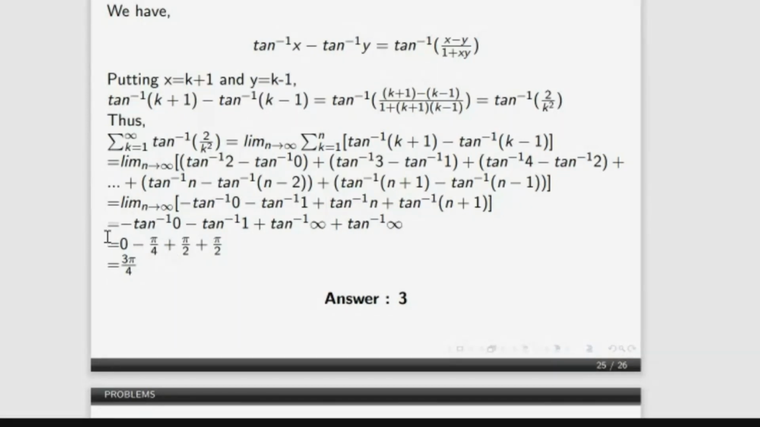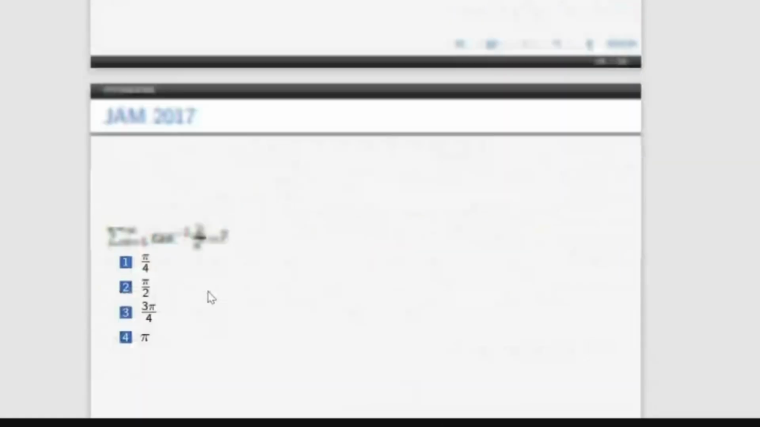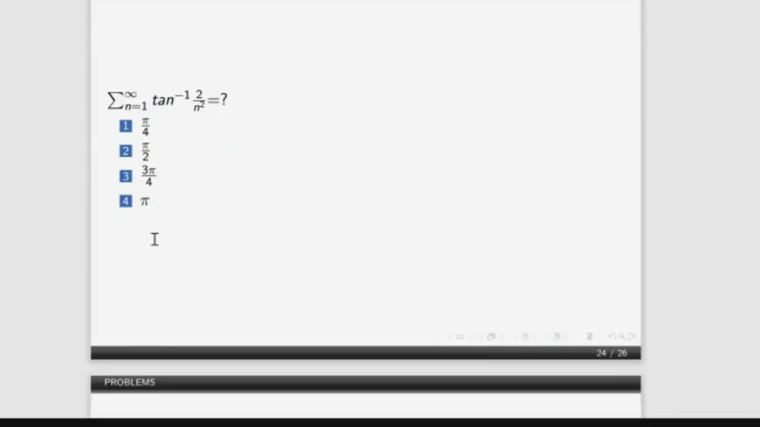So for tan inverse 0, it is 0 itself. Tan inverse 1 is pi by 4. Tan inverse infinity is pi by 2. So upon calculation, we get it as 3 pi by 4, which is option 3. Right.